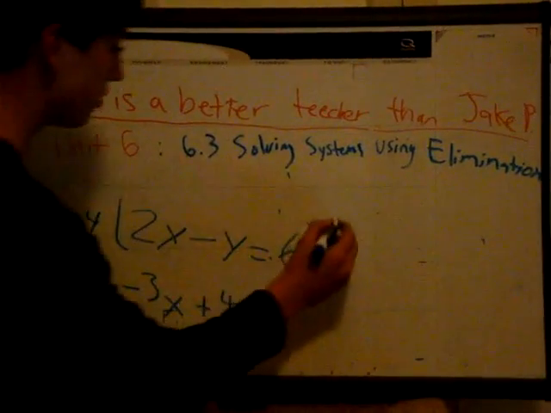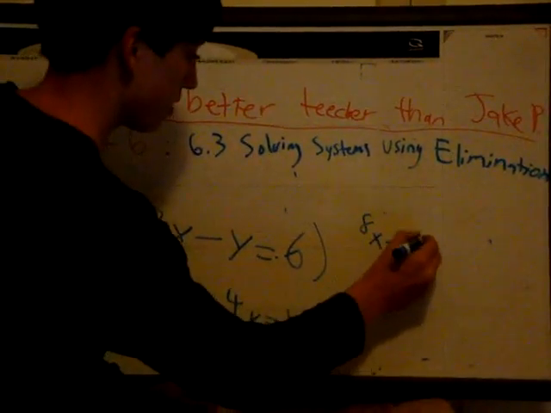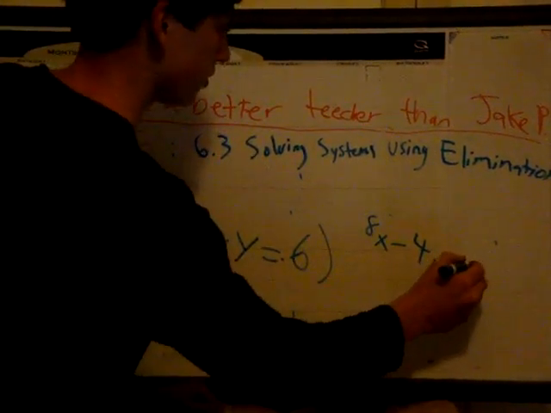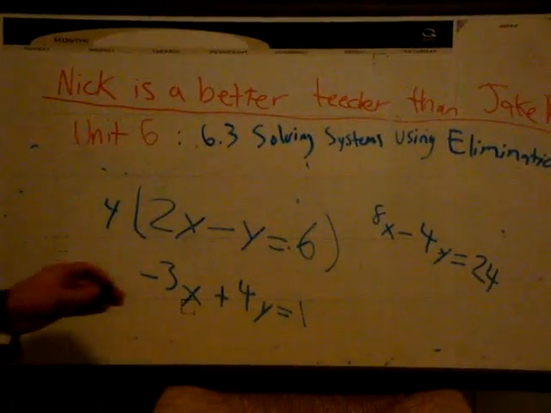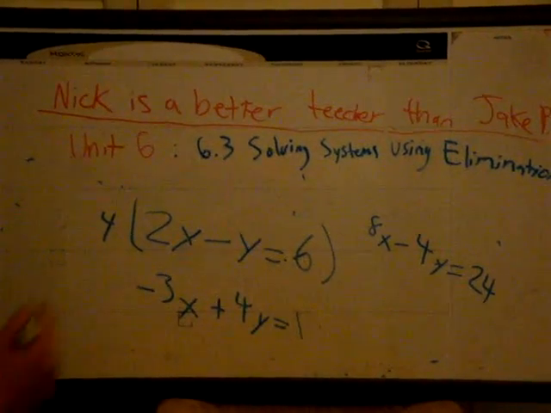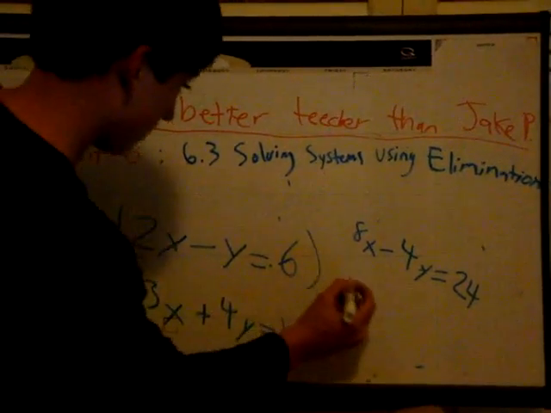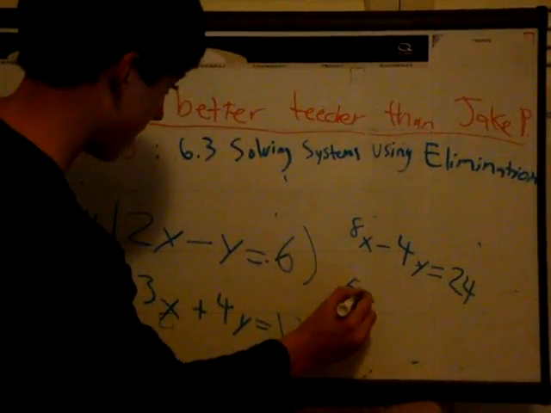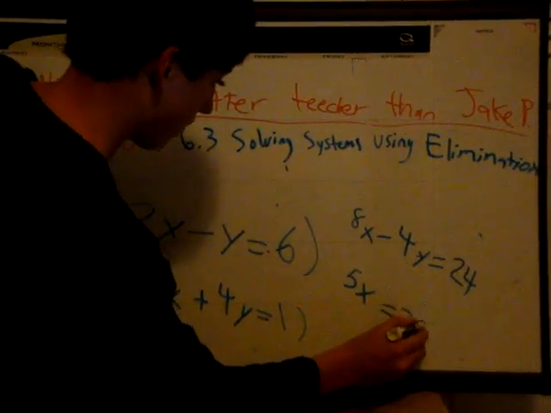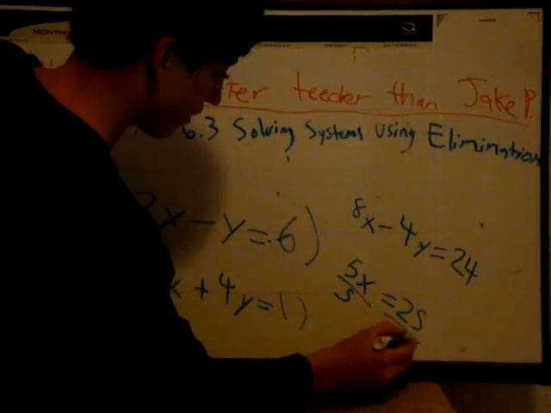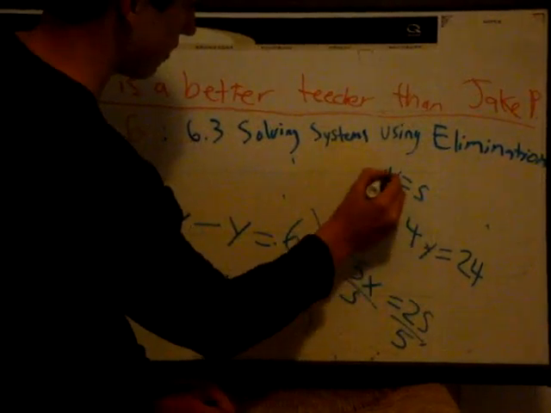So 4 times 2x, that would be 8x minus 4y equals 24. And now we keep this one. Now that we have matching coefficients, we can just add them together again. So we're just going to add this to that one. That will give us, let's see, 5x, these cancel out, equals 25. Divide both sides by 5, and that will give us x equals 5.